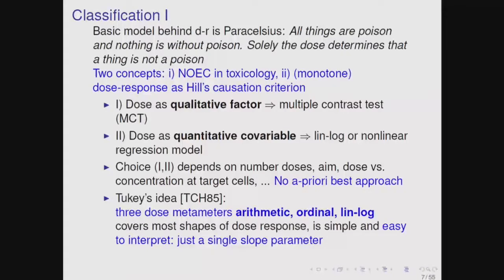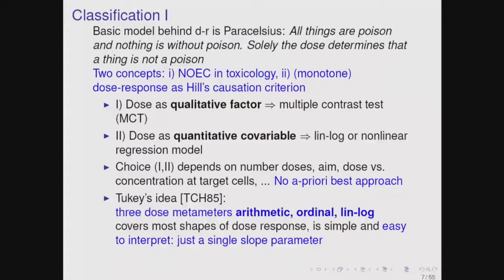Okay. The basic model behind all this, I believe, is according to Paracelsus, roughly 500 years ago. And the quote is, all things are poison and nothing is without poison. Solely the dose determines that the thing is not a poison. So if you translate into our terms, it's the classical no observed effect concentration in toxicology. We believe there is a threshold dose, and then something goes up. This is the basic model in all labs in the world, as stated by Paracelsus.